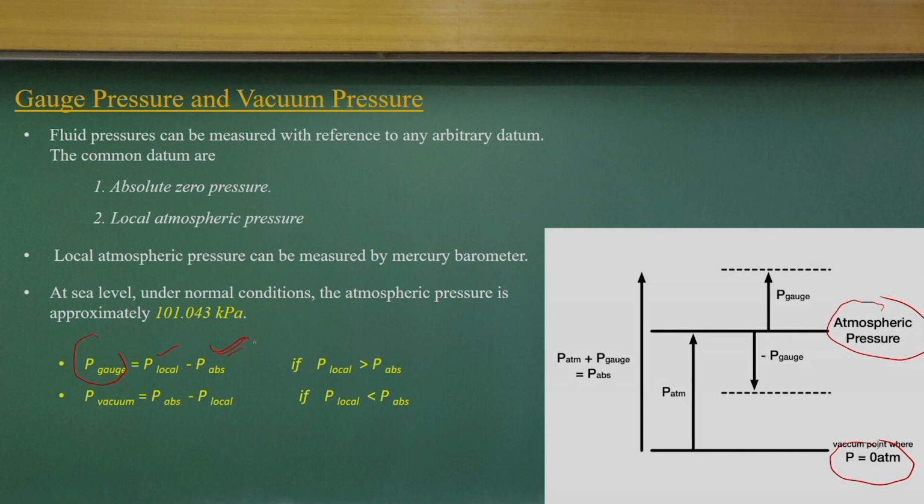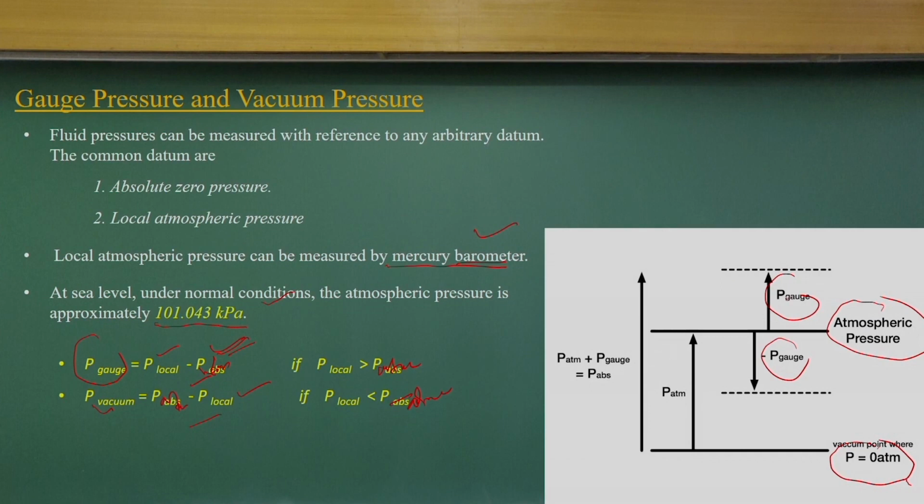The atmospheric pressure can be measured with a mercury barometer. As you know, it is about 101.043 kilopascals, where the pascal is Newton per meter squared. That is what we measure when we take the difference between P local and P atmosphere. When you have vacuum, that means the pressure is below the atmospheric pressure. That is what we call vacuum pressure, which is below the atmospheric value, and we measure it with respect to this. So, we can have pressure measurements either from the vacuum or from the atmospheric pressure.